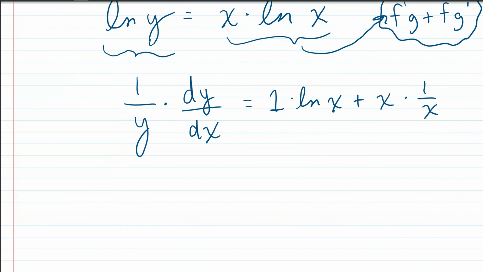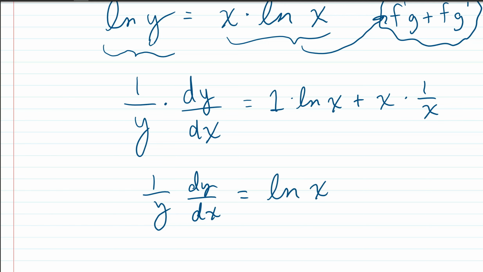I'm just going to clean it up a little bit. 1 over y dy dx is equal to 1 times the natural log of x, which is the natural log of x, plus x times 1 over x, which makes x over x, which is just going to be 1.